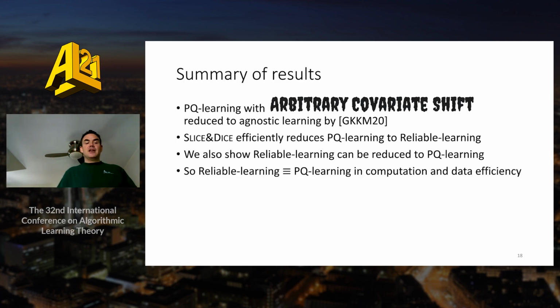So in summary, in previous work, it was shown how to PQ learn with arbitrary covariate shift, as long as you can do what's called proper agnostic learning. Here we give a new algorithm that does it as long as you can do reliable learning. So it's a bit simpler algorithm as well. And we show the converse, that reliable learning can also be reduced to PQ learning. So they're equivalent in terms of their computational and data efficiency needs.